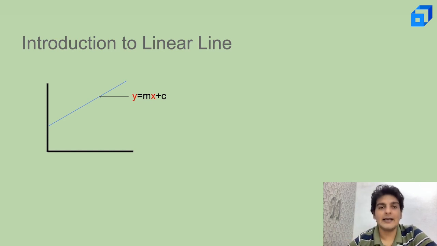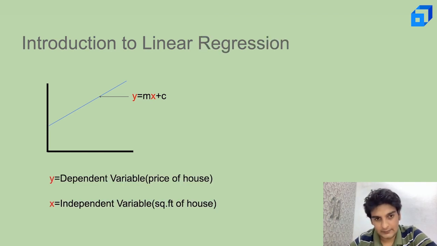Now, why is this important? Well, this is important because your linear regression model is based on top of a linear line. So when we talk about linear regression, this is a predictive model which is built on top of the linear line. And we already know that in our linear line, the equation is y = mx + c. So here, let's call this y variable the dependent variable and this x variable the independent variable. And I'll give you guys an example to understand this properly.